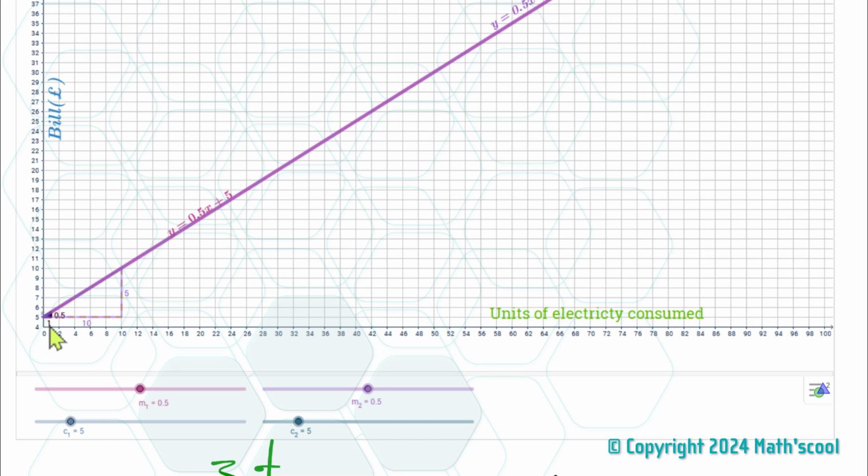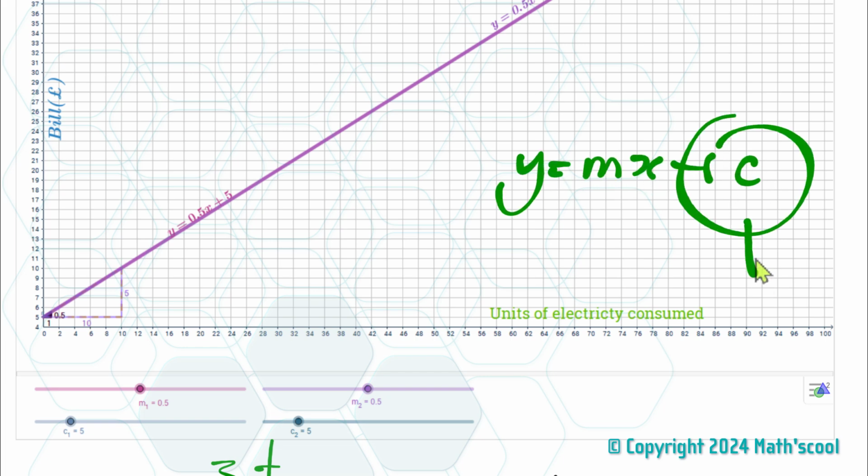Okay, so this is the correct equation and graph for my supplier. It's 50p per unit plus the £5 fixed charge. So when we write the equation in the form y equals mx plus c, this would be the standing charge. It's the number that y would have if x was 0. If x was 0, that term would disappear, and that would be the amount that you'd have to pay, and that's why they call it the fixed charge or the standing charge.